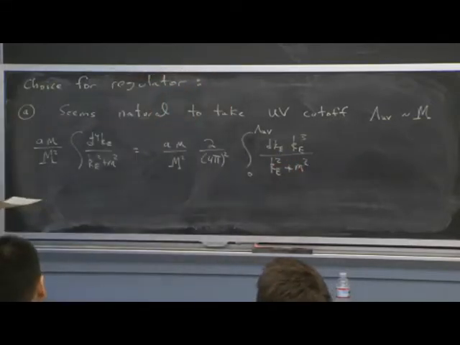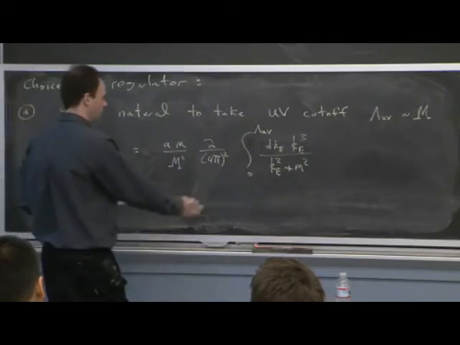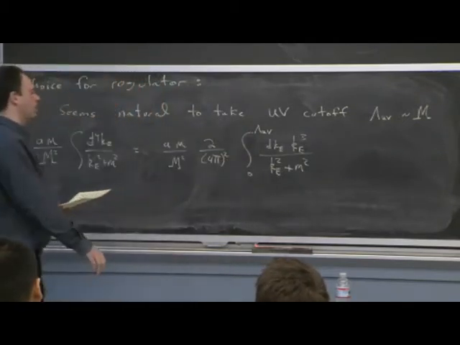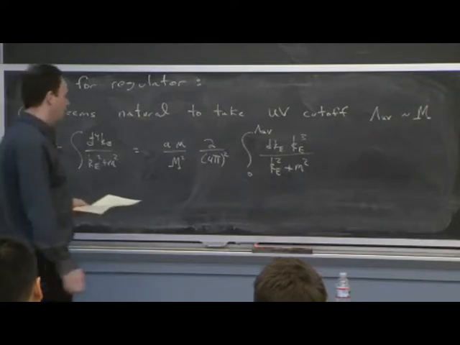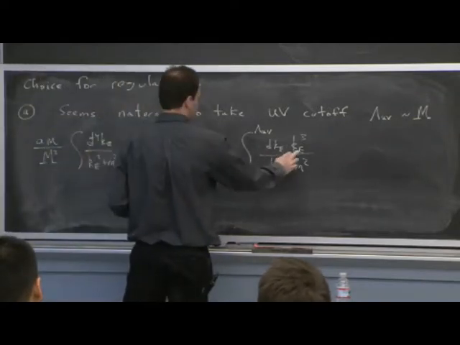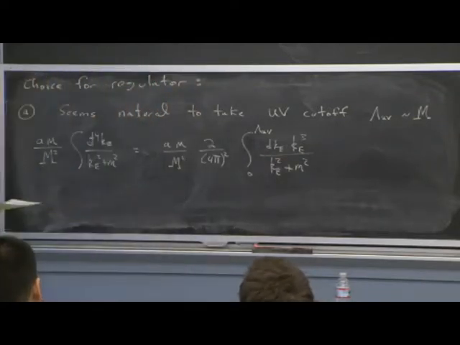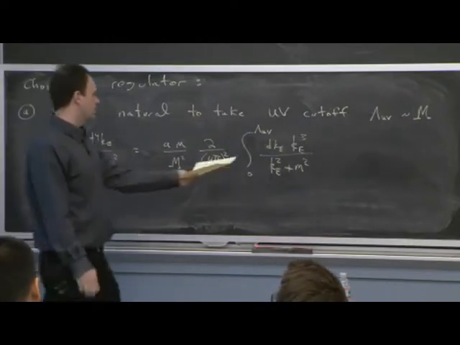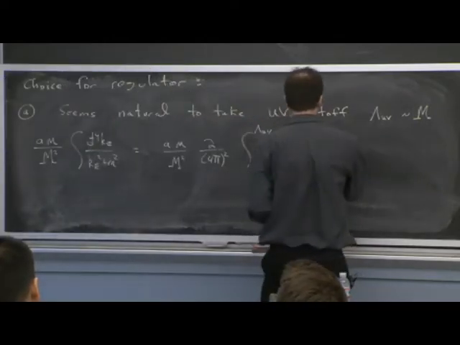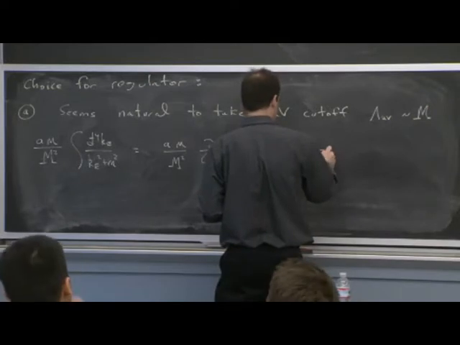So if we do that in this case, then the radial integral, we can cut off the radial integral with a hard cutoff lambda UV. And just by dimensions, the d^4k becomes k times k cubed. So this is the radial k now. And this integral we can do exactly.